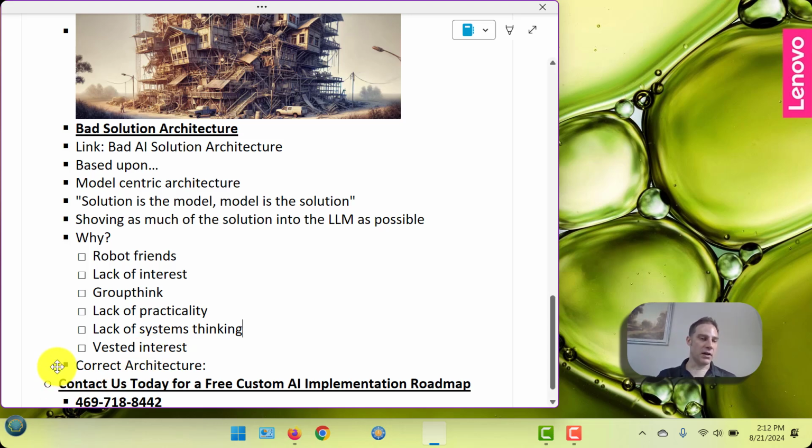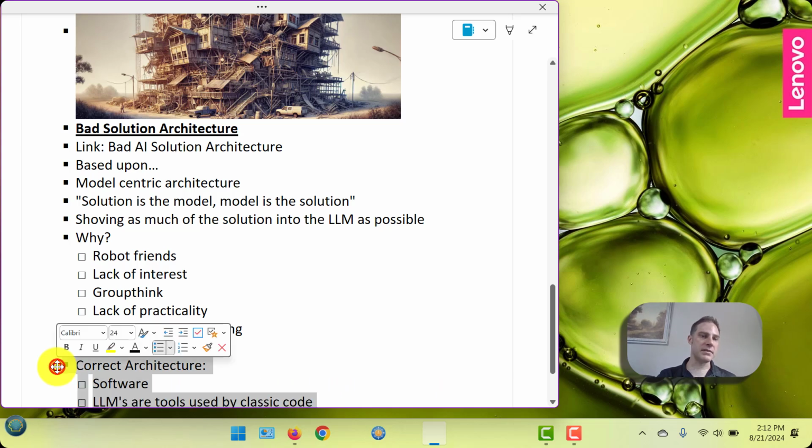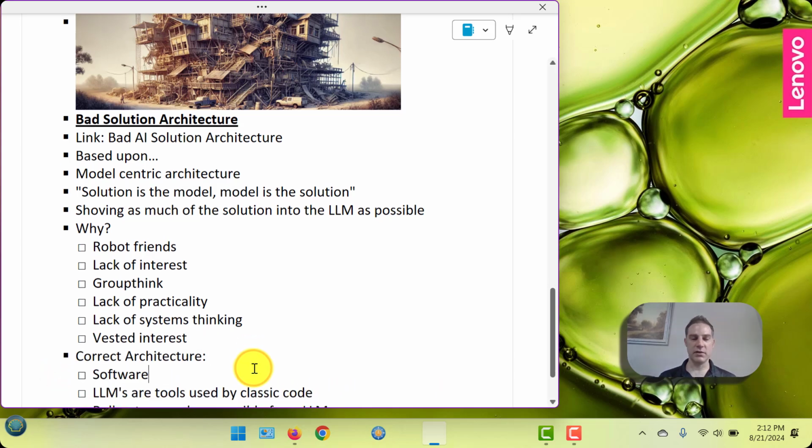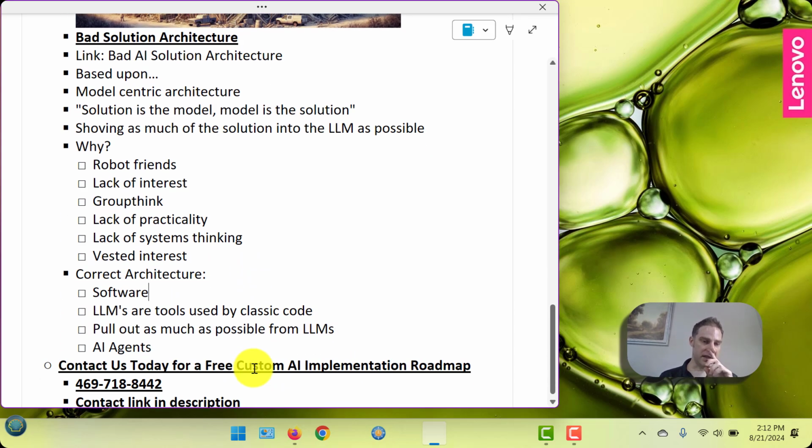All right, so I'll go into the correct architecture. Definitely watch the bad AI solution architecture video if you want to get a little bit deeper into this. So the correct architecture is not to think of this as an LLM that has a little bit of stuff around it, where you train, you prompt engineer, and then you have some tools that's like classic code that kind of helps it in certain places. The correct way to think about this is just software.